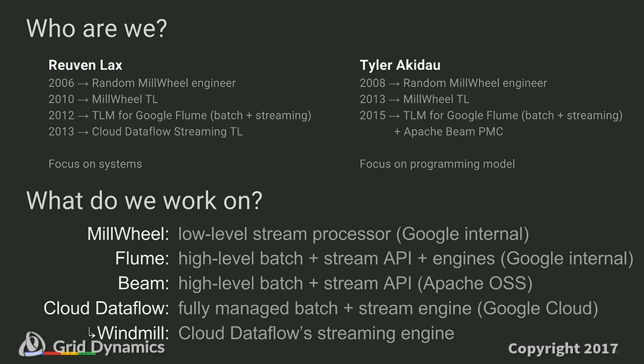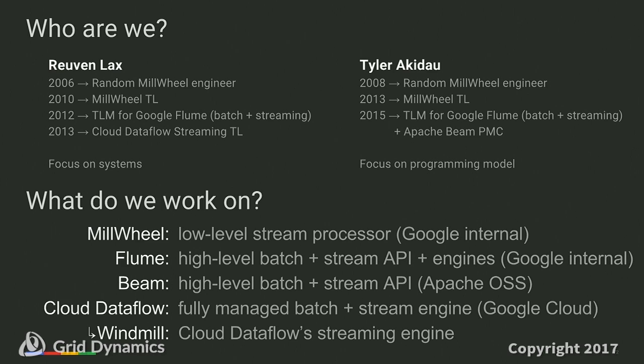Let's see, a little bit about us. There's sort of a random timeline of us. Basically, we both worked on a lot of stuff in very similar roles for a number of years at Google related to data processing, stream processing. What do we work on? There's kind of a list of random Google things, many names of which are probably totally meaningless to you, but Millwheel, a low-level stream processing system, this project we both started on originally.